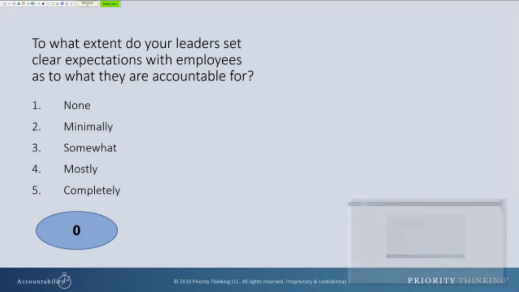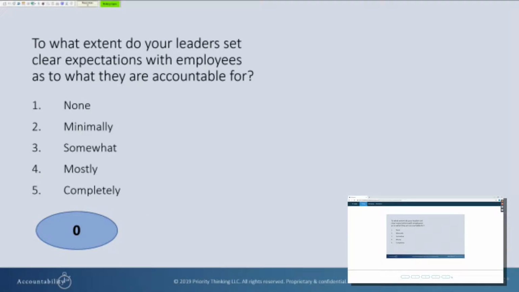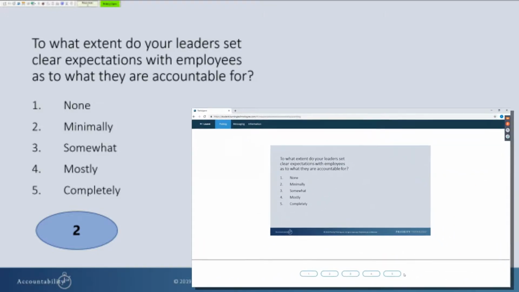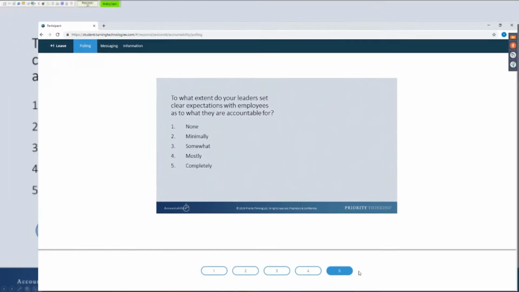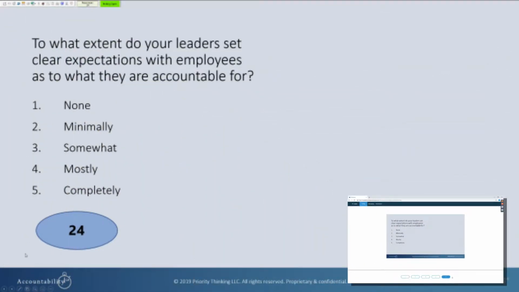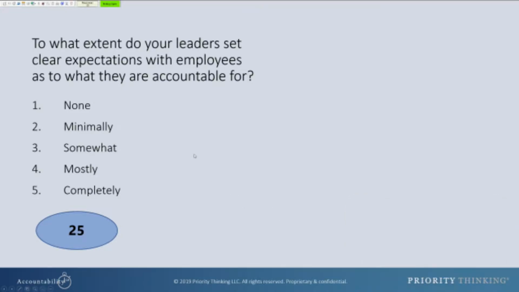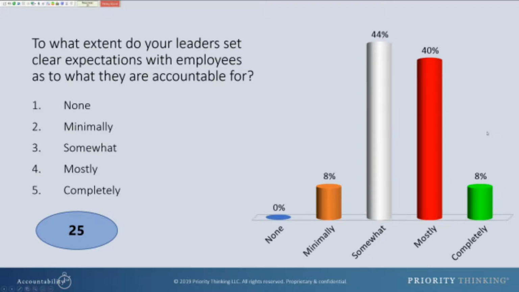Okay, this question: to what extent do your leaders set clear expectations with employees as to what they are accountable for? 1 is none, 2 minimally, 3 somewhat, 4 mostly, 5 completely. Okay, I'm going to close the polling here. Okay, we've got a nice little distribution here.